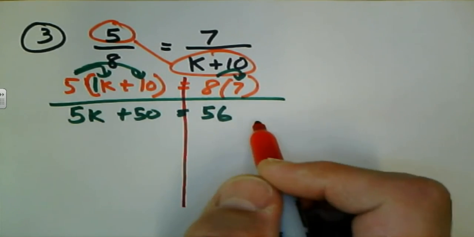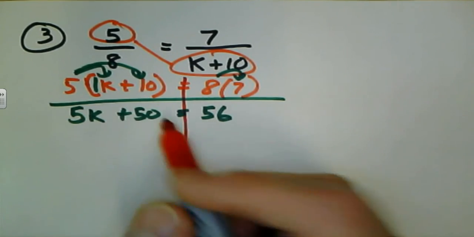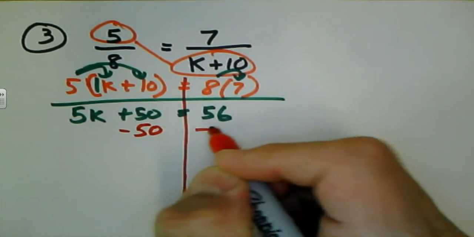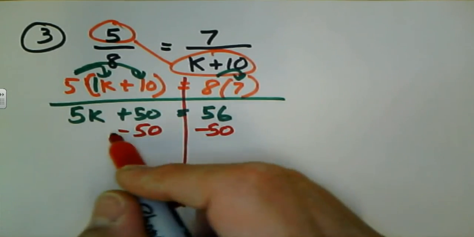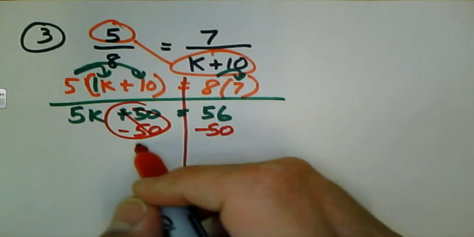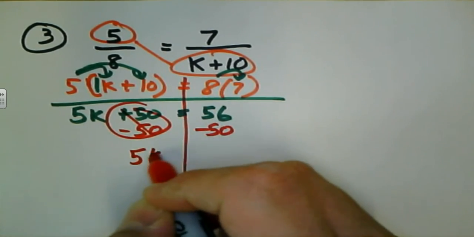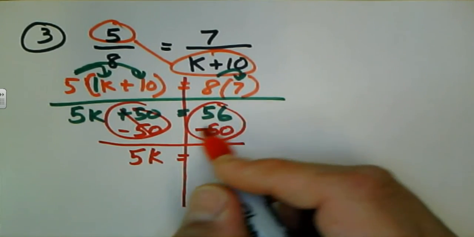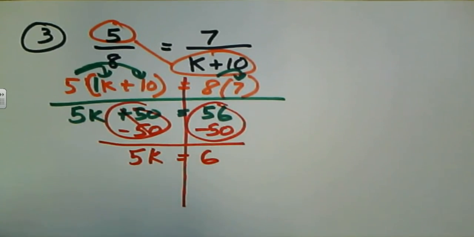There's no combined like terms. These two are not like terms, by the way. This has a K, that doesn't. No extra variable. There's no variable over here. And we're going to do the add subtract. So since we have 50, we're adding 50, we're going to subtract 50. Opposite operation. Those two are gone, so then we have 5K left. And we'll do 56. 56 minus 50 is just 6.